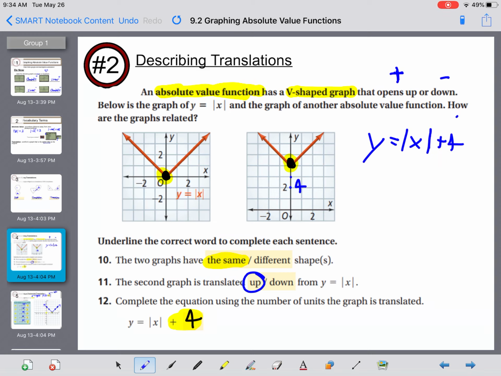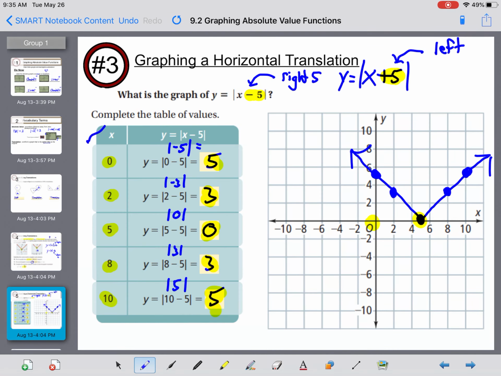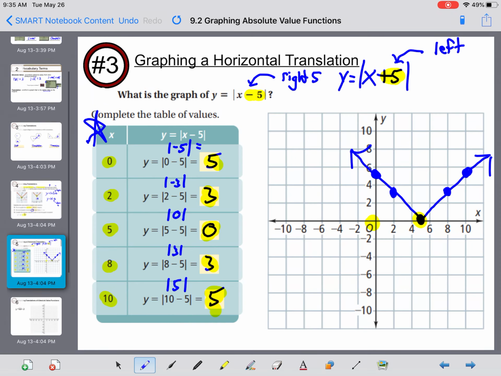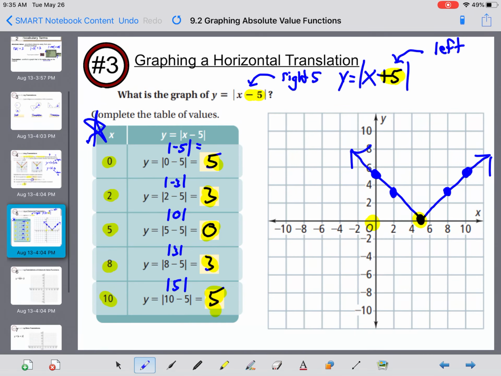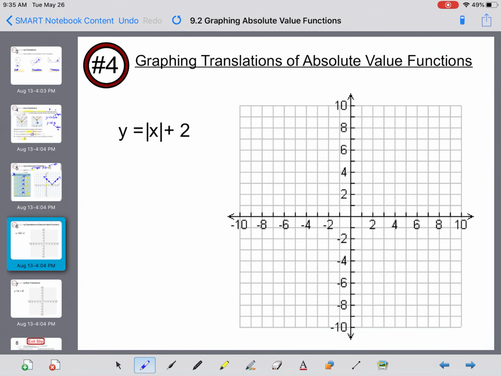Whereas for this example, we had x plus 4 on the outside, meant up. And if we had y equals the absolute value of x minus 4, well, that would have meant down. So with the more practice you get with absolute value functions, all you're going to have to do is look at the function itself, and you won't even need to complete a table like this. Once you do more repetitions of these, it's going to be a little more evident.